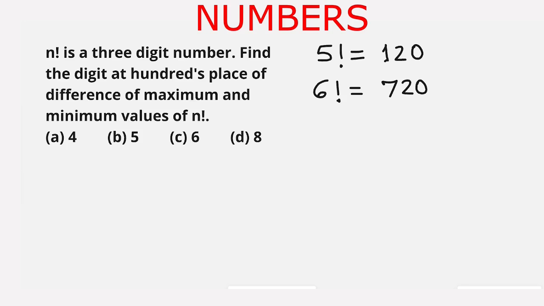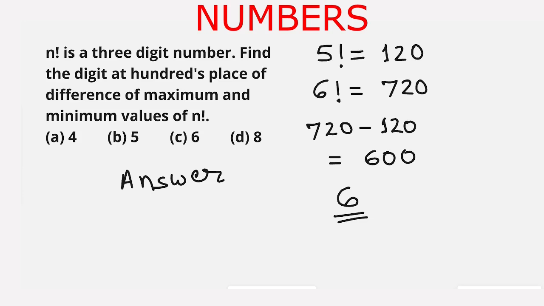And their difference is 720 minus 120 equal to 600. And digit at hundreds place is 6. And from the given options, our answer is option C, 6. I hope you have understood the method of solving such type of question and solving the questions based on factorial. We go to the next question.